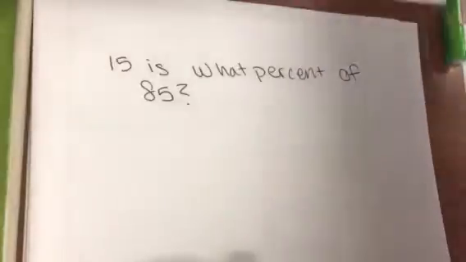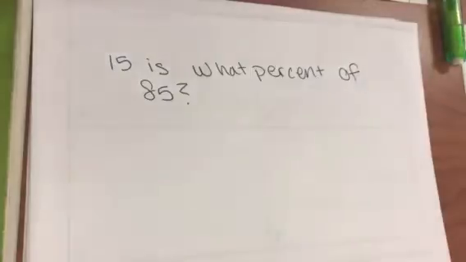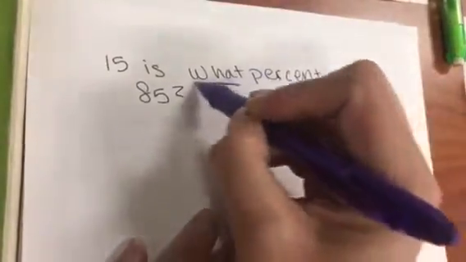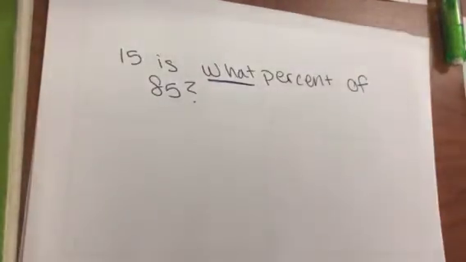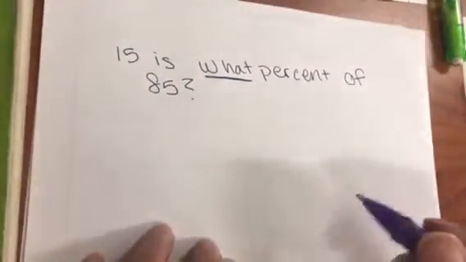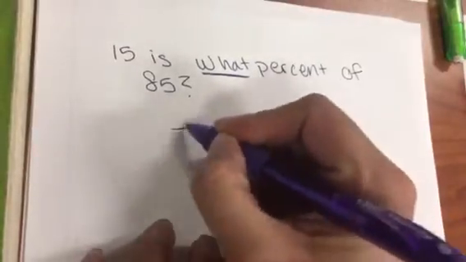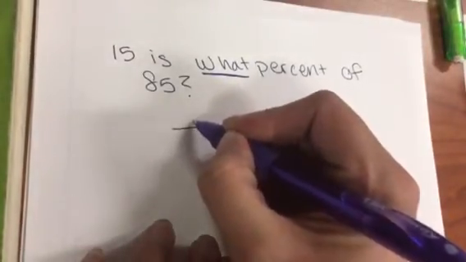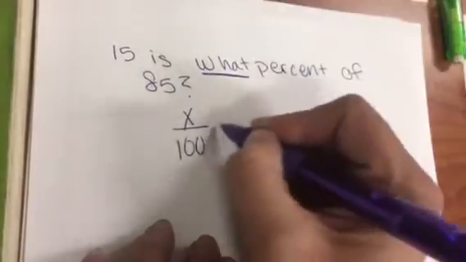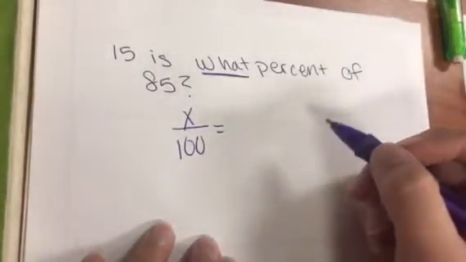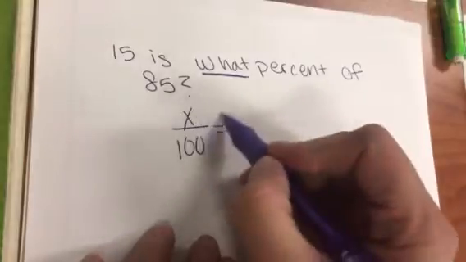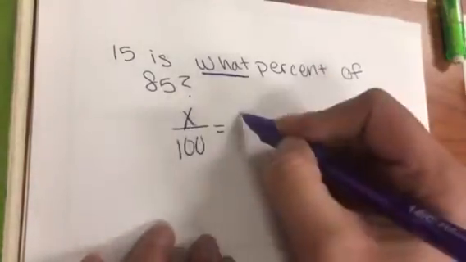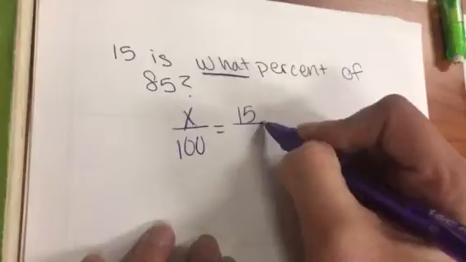Awesome. Next. 15 is what percent of 85? So it says is what percent? Do we know the percentage? No, we don't. We're looking for the percent. So instead of putting percent over 100, I'm going to put x over 100, because we don't know what the percent is. Then 15 is what percent? That means that 15 is my part, so I'm going to put is over of, so 15 over 85.